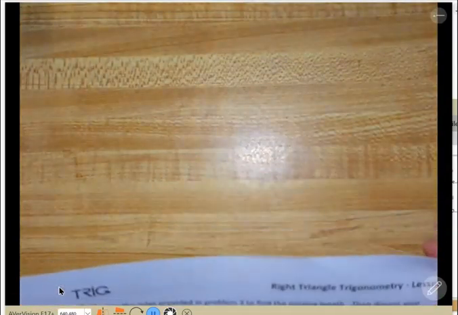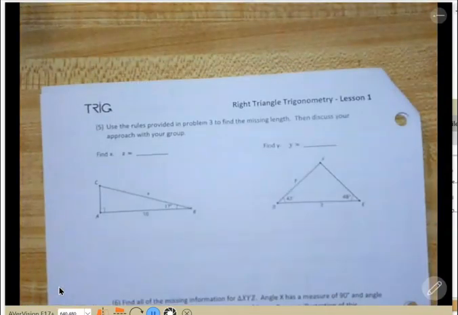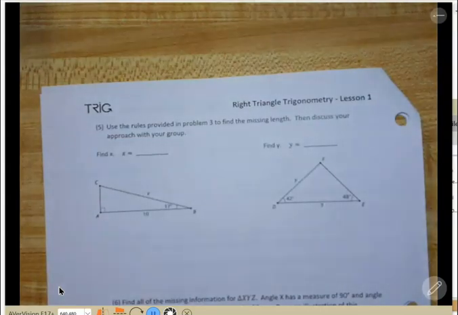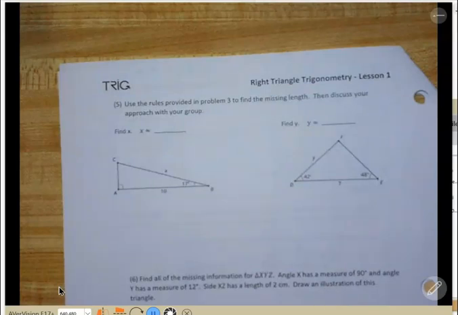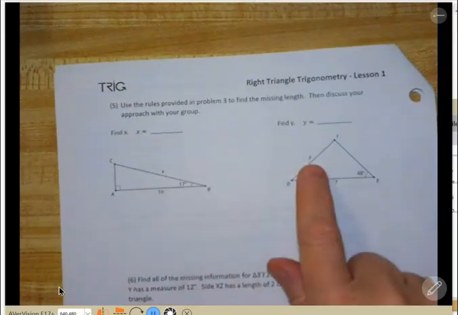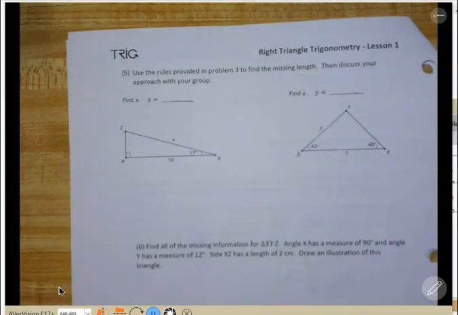Alright, in problem 5, there's 2 of them here. They're asking you to use our trig rules from problem 3 to figure out the answers for x and for y. So, if you would go ahead and with your partner, try to set these problems up. Is it sine, cosine, tangent? Do you remember once the problem is set up how you would solve it? And then turn the video back on.